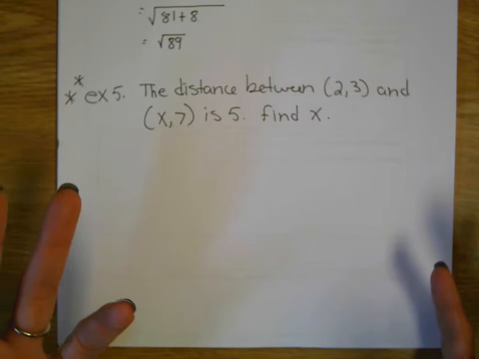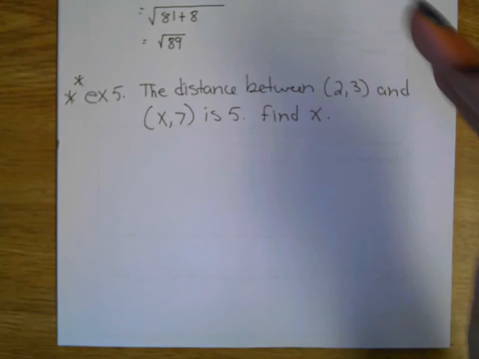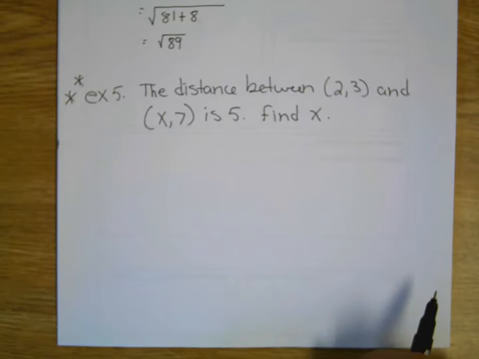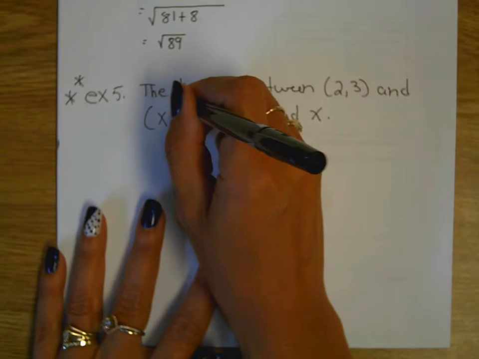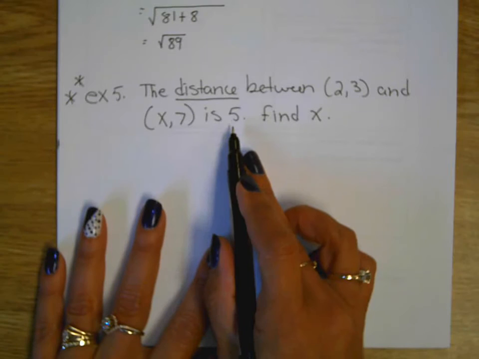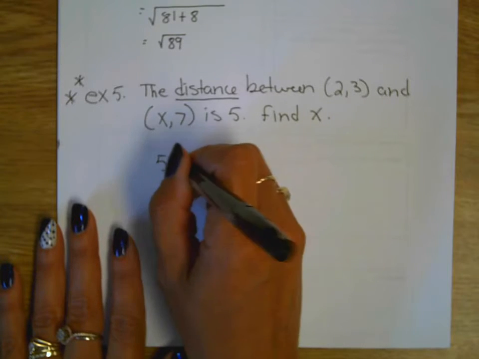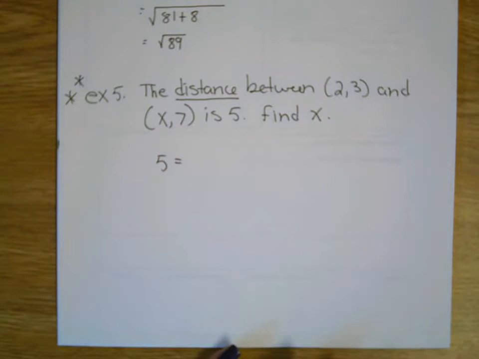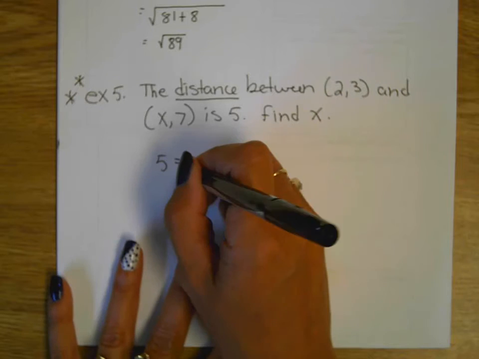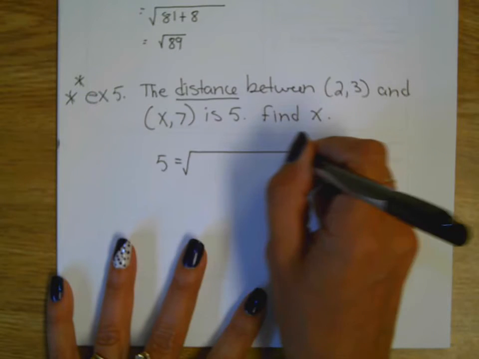What's going to help us out? What have we learned today? Which of the 3 big ideas are we going to use? Distance formula. Okay. I have the distance. The distance is 5. How do I get that distance of 5? Well, plug and chug. Square root.